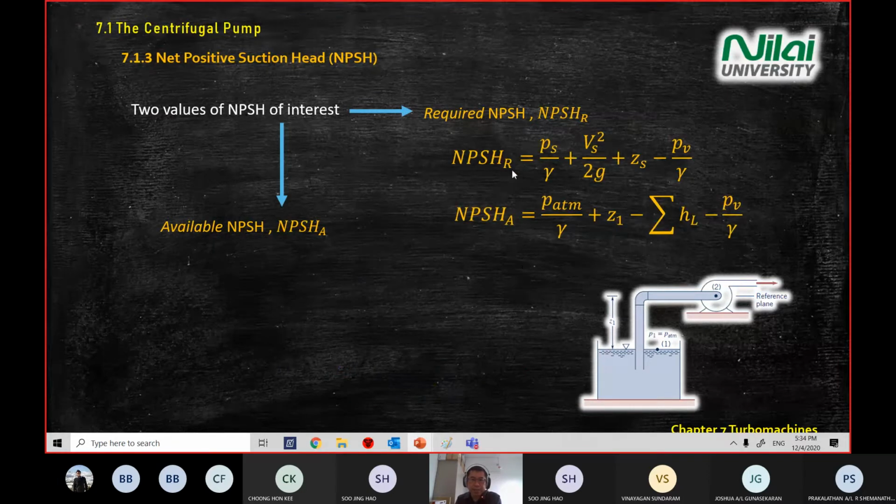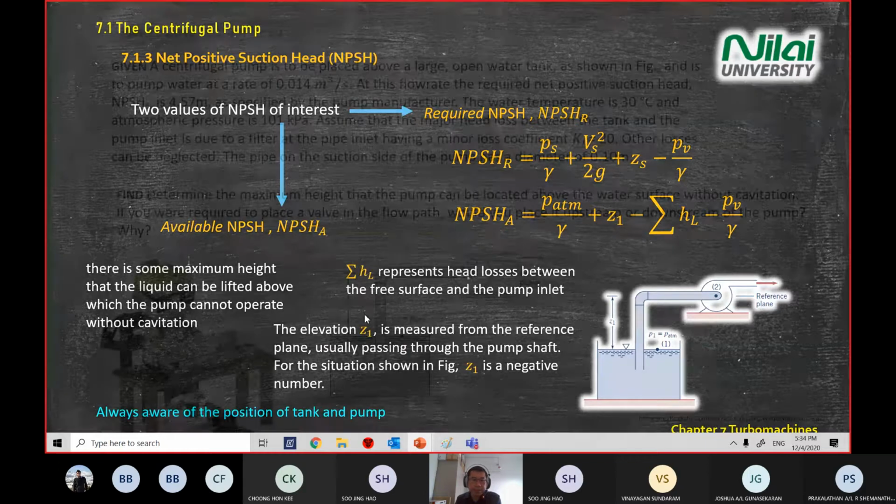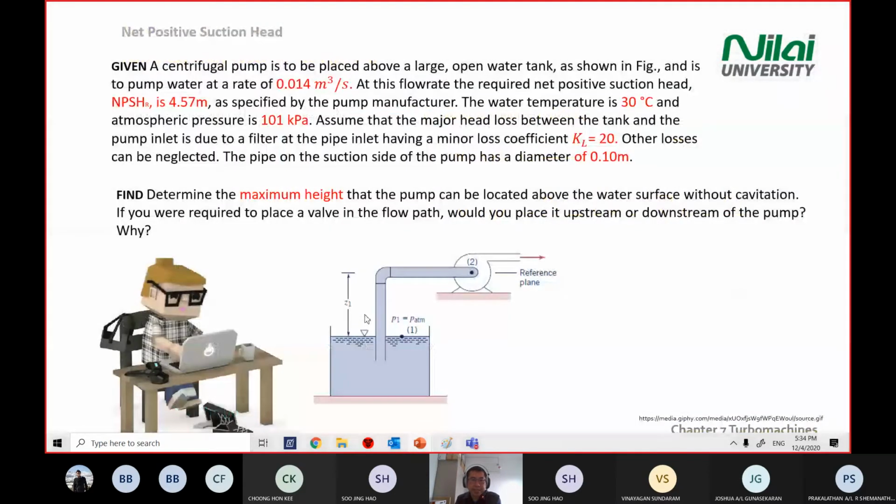And there's a calculation for these two values, right? So you just look at the slide and at least you know that there's an equation for required and available NPSH. Okay. The rest you can read from my slides. And there's an example. There's a tutorial question about this one, NPSH. All right.